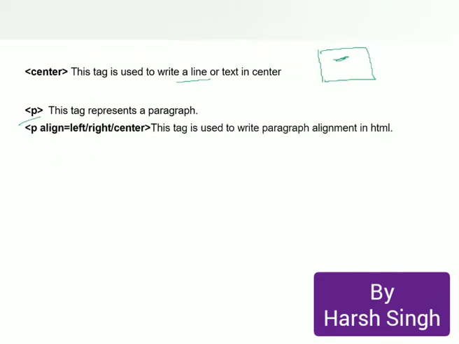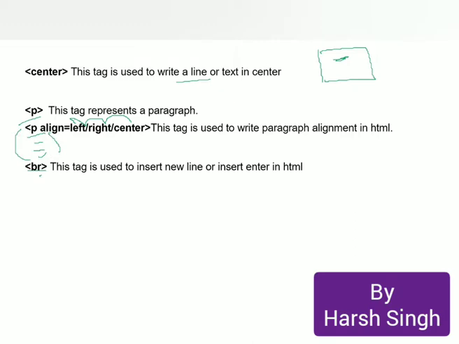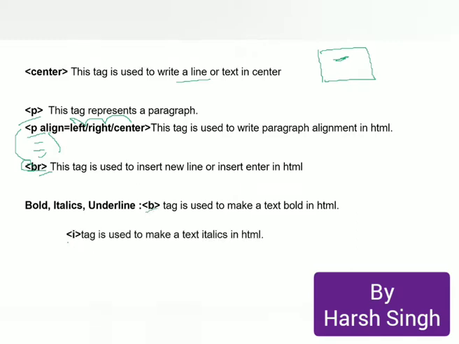With this p you can align the paragraph left-wise, center-wise, or right-wise. Then br is for inserting a new line. Now see, there are certain lines between these two tags. This line can be created using this br tag, a break. This is called break. If we want to put some content in bold form, italic form, or underline form, then for b you can make the text bold. You want to make text italic, it will be i. You want to make text underlined, it will be u.